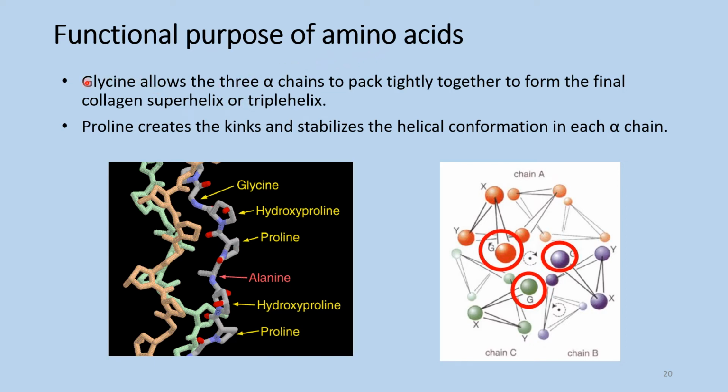Glycine, being the smallest amino acid, helps to pack the alpha chains tightly together to form the final collagen superhelix or triple helix. Proline is a unique amino acid, also known as an imino acid, because it has a 5-membered ring structure with a secondary amino group, not the primary one. It is a kink molecule and helps in the kinking and stabilizes the helical conformation of each chain.